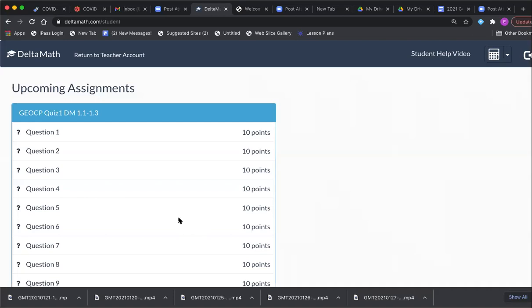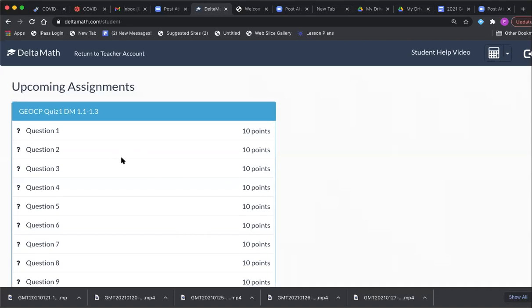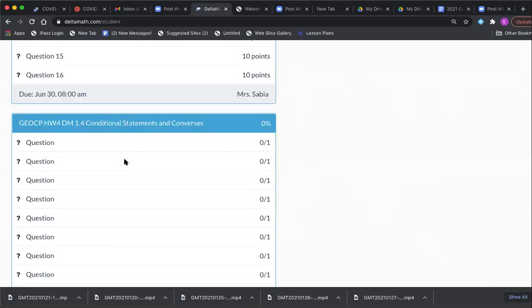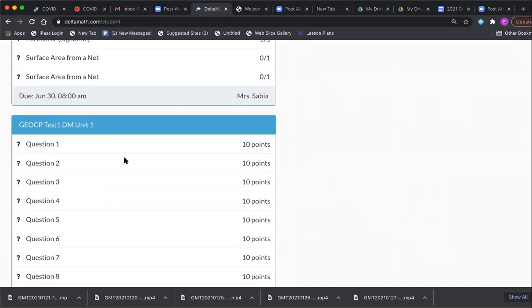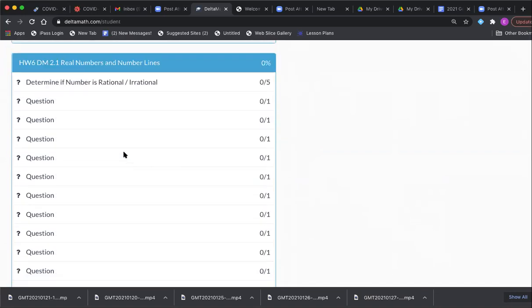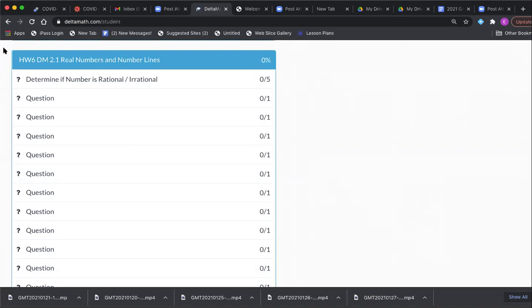I kind of want to just make sure that I show you a couple of the first type, because I'm telling you right now, they're going to come up on your quiz. They're going to come up on your test. Okay, so scroll, you're looking for homework 6. I know as you guys are doing them, these should move to the bottom, but here we are. Homework 6, 2-1, real numbers and number lines.